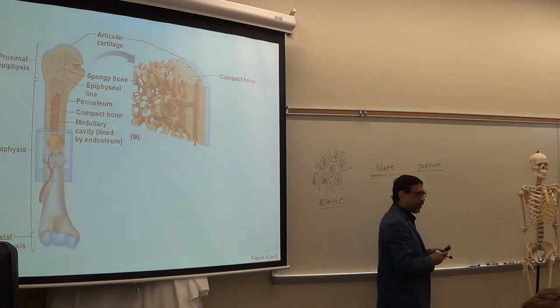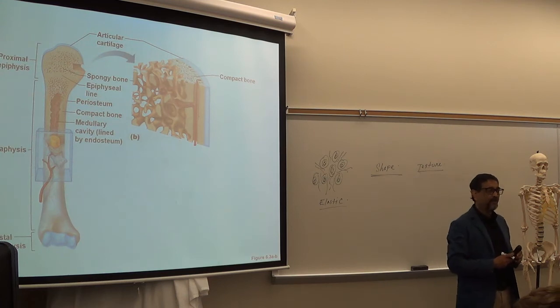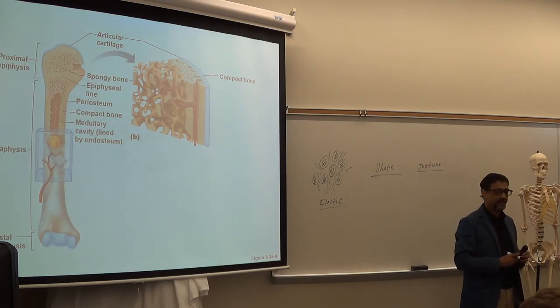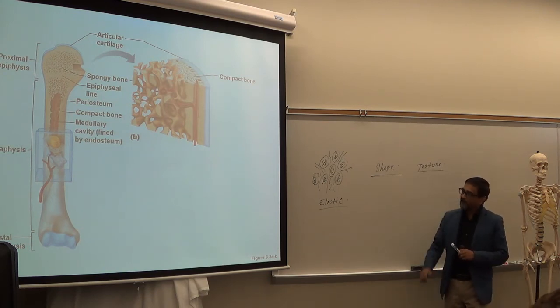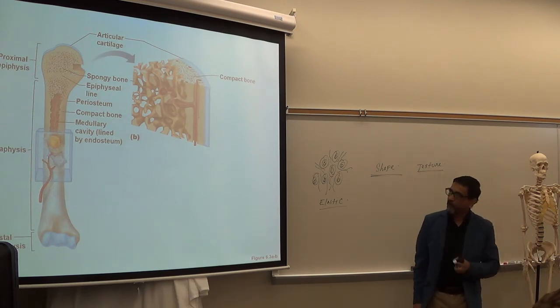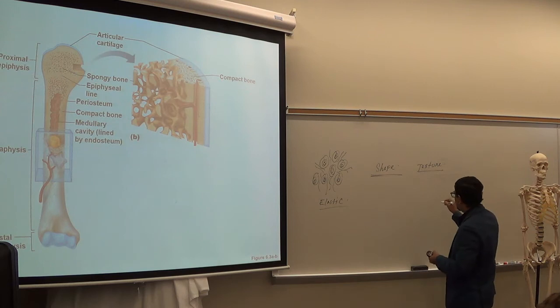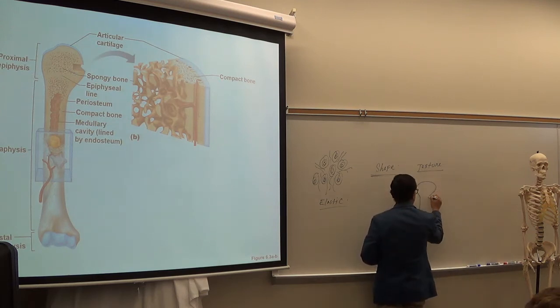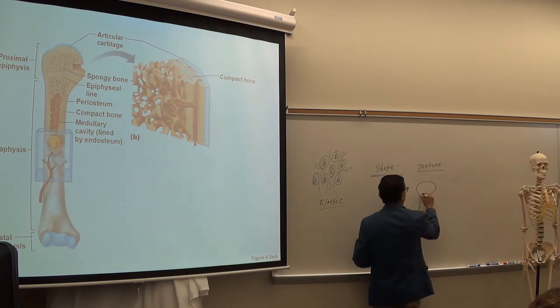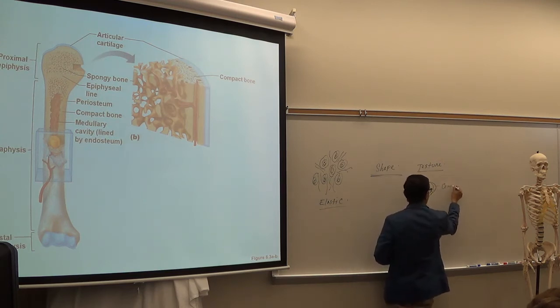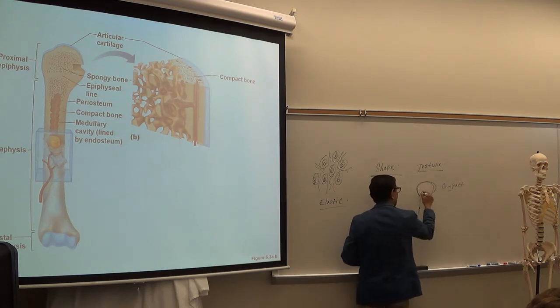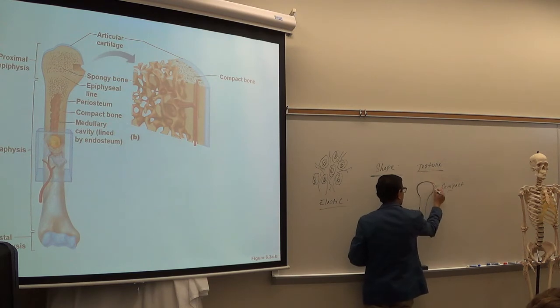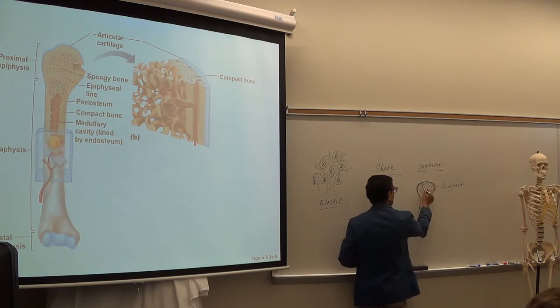Here you see a long bone, and in a long bone you have both compact and spongy bone. First look at the upper end. This is a humerus. In the upper end, the outer layer is compact, that means hard. Compact bone only forms the outer layer. This is hard bone, and inside you have spongy bone, the soft bone.